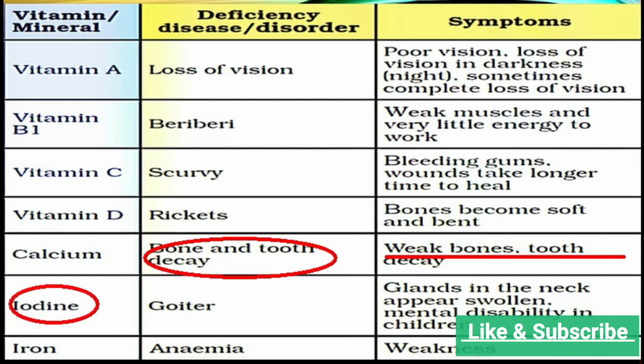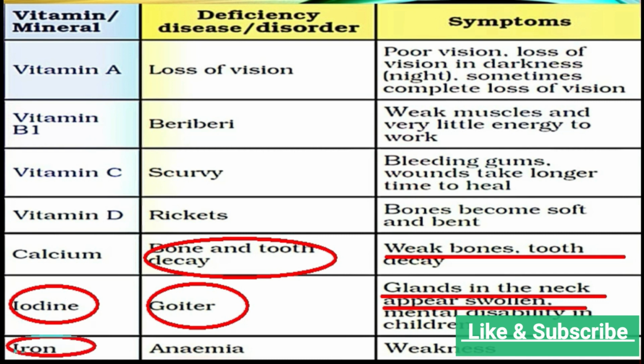The next mineral is iodine. Students, deficiency of iodine in our diet causes goiter. In this case, the glands in the neck appear swollen, and there is a mental disability in children who suffer from goiter.